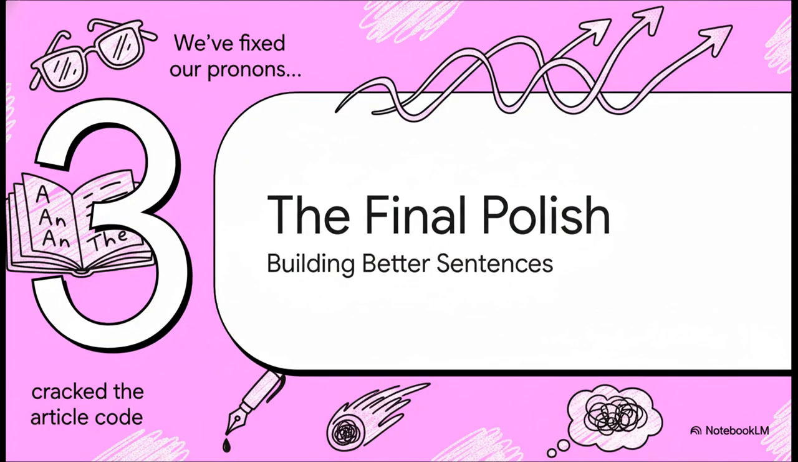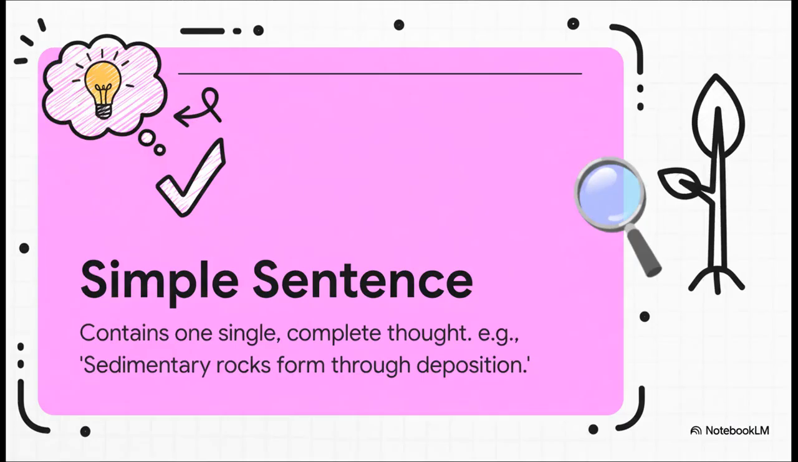Okay, we've sorted our pronouns, we've started to crack the article code. Now it's time for the final polish. This is what takes your writing from just being correct to being truly sophisticated and, honestly, just easier to read. It's all about building better sentences. First up, we have the building block of everything, the simple sentence. Now, simple doesn't mean it's basic or for beginners. It just means it contains one single complete thought, one subject, one verb. Like the example here, it's absolutely perfect for stating a clear, undeniable fact.